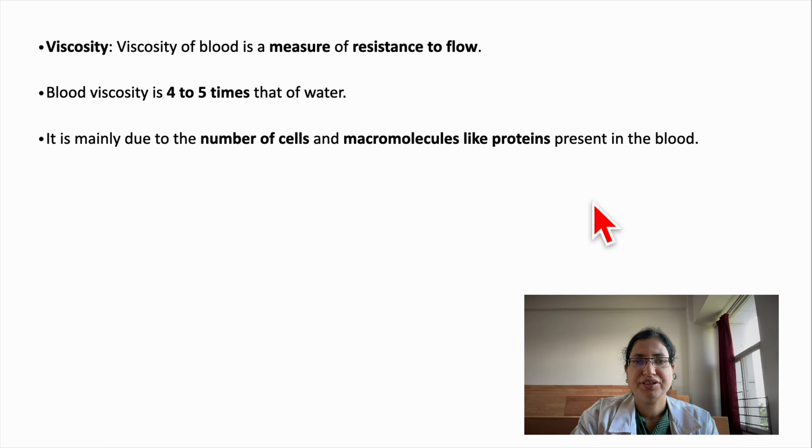Viscosity of the blood is a measure of resistance to flow. See, there is an MCQ here, a multiple choice question. If the temperature of blood increases, there will be a decrease of the viscosity. If there is an increase in the temperature of the body, there will be a decrease in the viscosity. There is an opposite, reciprocal relationship. Blood viscosity is 4 to 5 times that of water. So blood viscosity is more than that of water. It is mainly due to the number of cells and macromolecules like protein present in the blood.